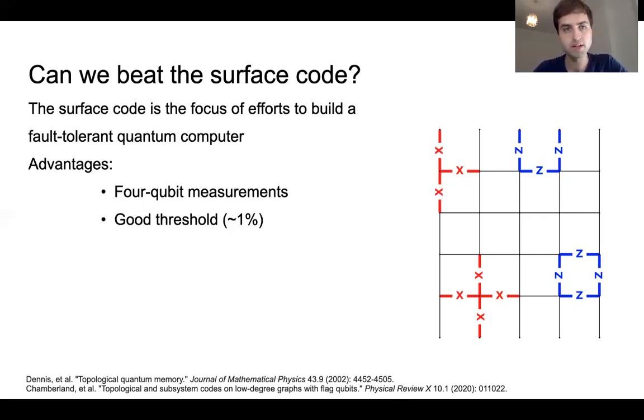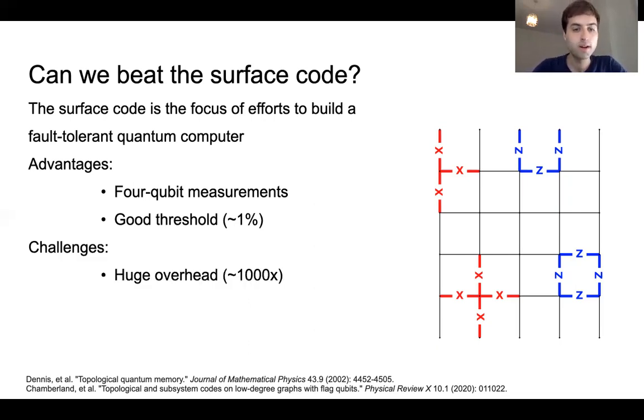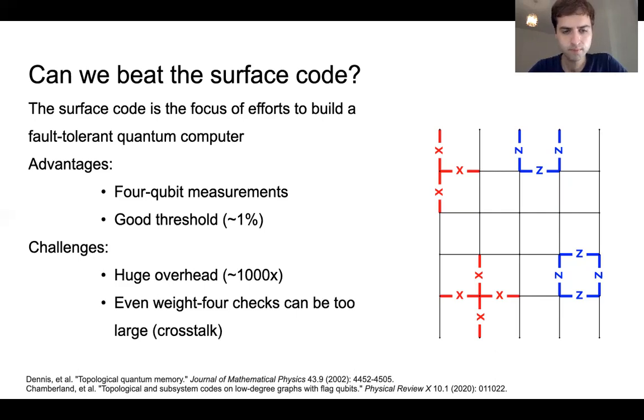So provided that your circuit level errors are around 1% or lower, then as you scale up the size of the system, the logical error rate tends to 0. However, there remain many challenges. One is that it has a huge overhead. In many typical use cases, it requires around 1,000 physical qubits per logical qubit. And even the weight of checks can be too large for some physical systems, and that's because of crosstalk. And also the hardware is still currently above the threshold. So we'd like to see if we can improve the threshold and make it even higher.